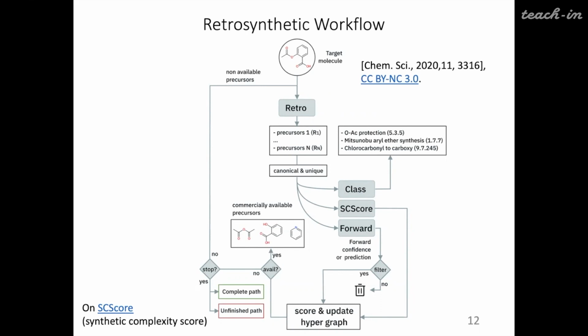So low confidence reactions are filtered out, and high confidence reactions are used to update our reaction hypergraph, which is analyzed to see whether it starts from commercially available precursors, and if it does, we get a retrosynthetic scheme for our target molecule. And if not, the cycle continues.